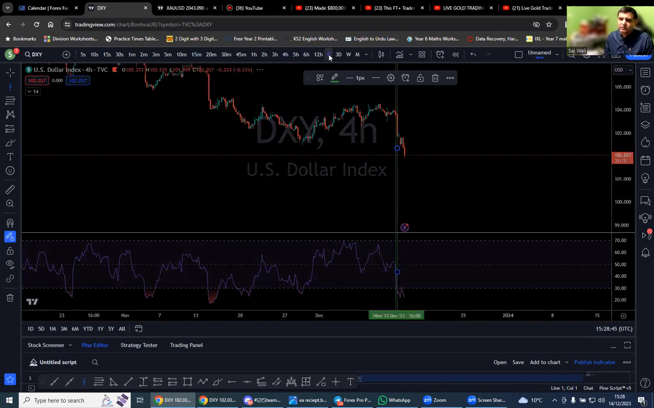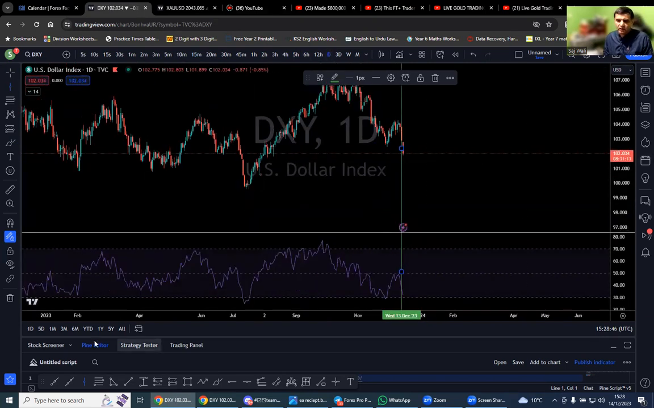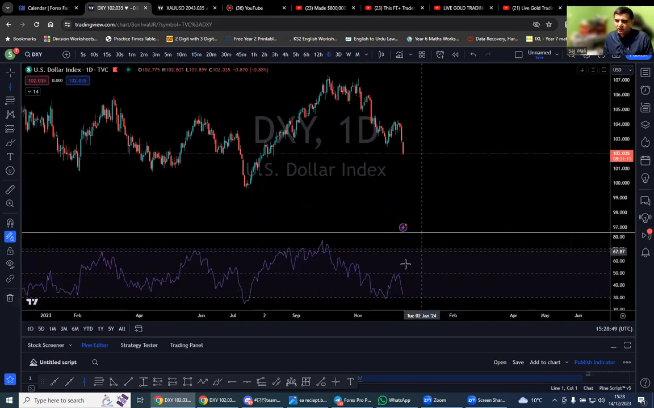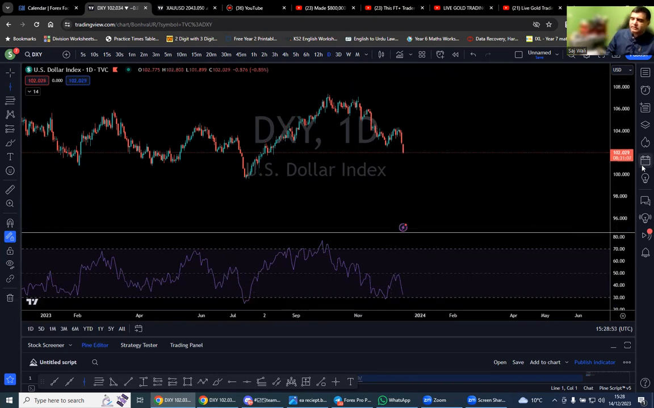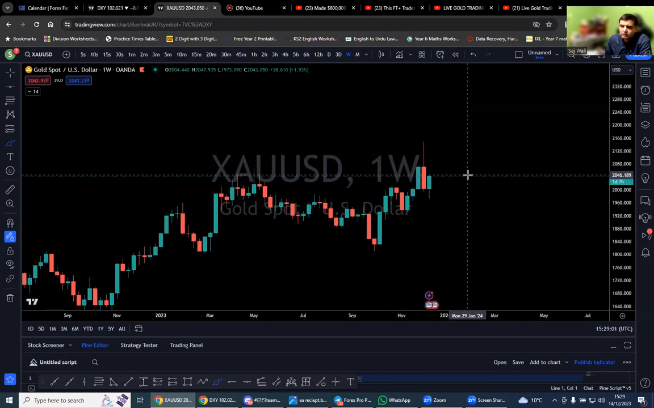So depending on how you read RSI, there's different methods. On the break and retest of RSI, you can get a good trade as well. Just combine the market structure with it, and you will have higher probability. Right.